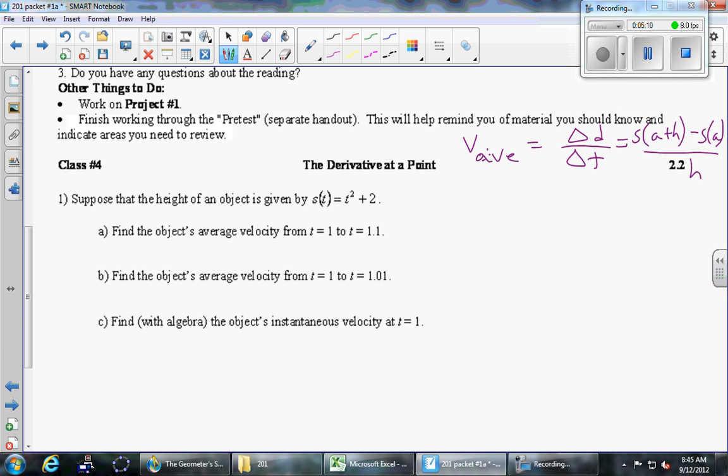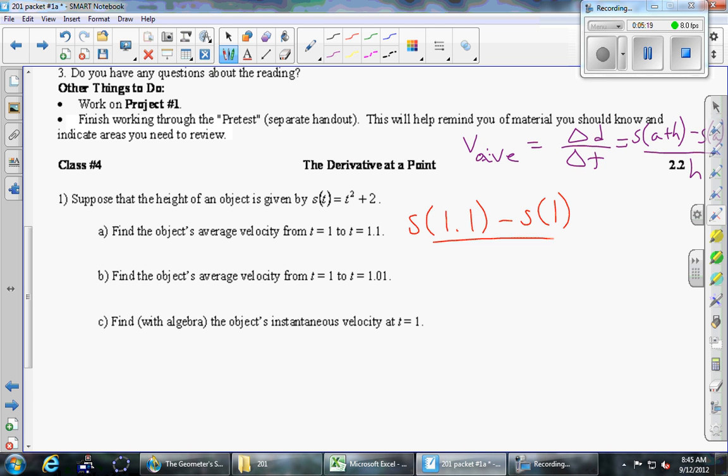Okay, so let's see if we can find it for part A. So we need to do S of 1.1 minus S of 1 divided by, let's see, how much is the change in time for this example? 0.1?